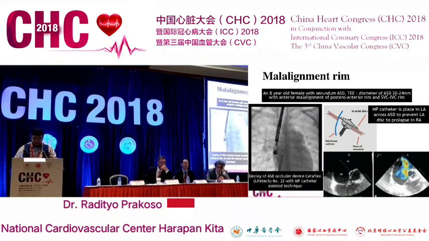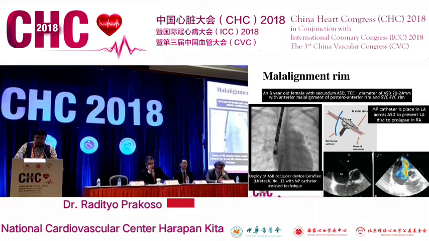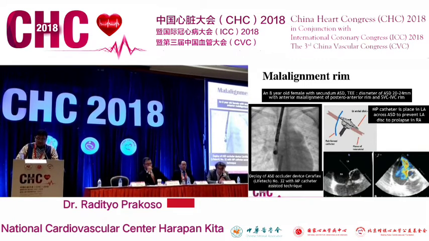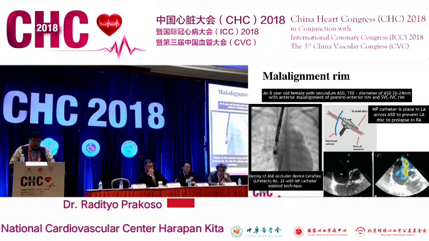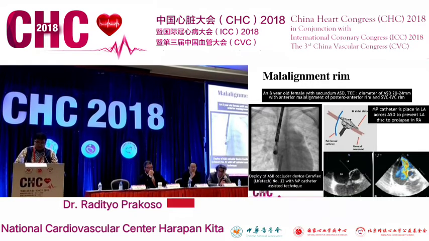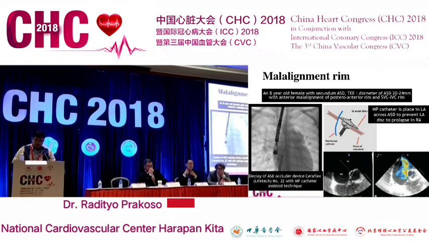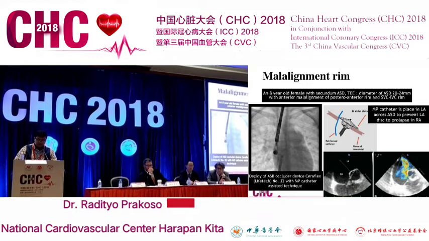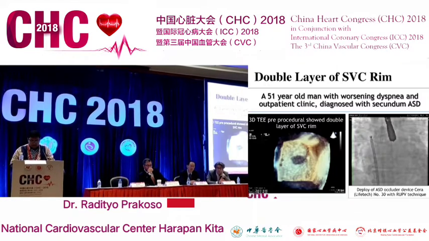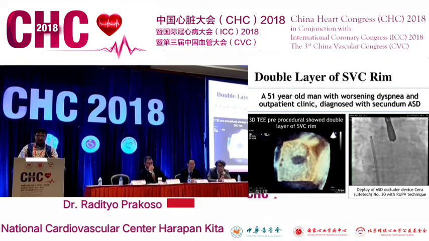Okay. This is a malaligned rim. Previously, it was very difficult to put the device in a malaligned rim. So we made another technique, by using another catheter to realign the device.